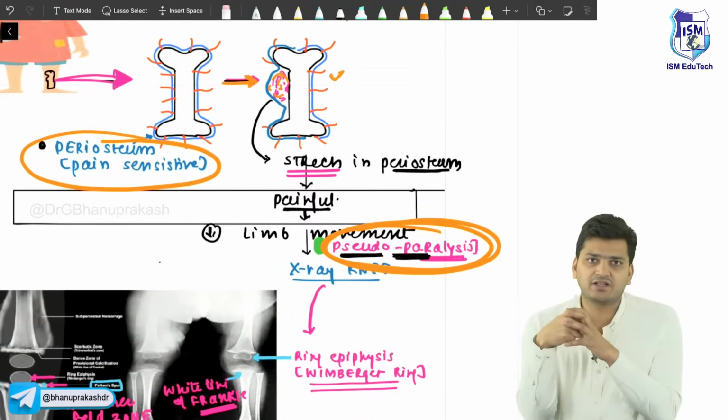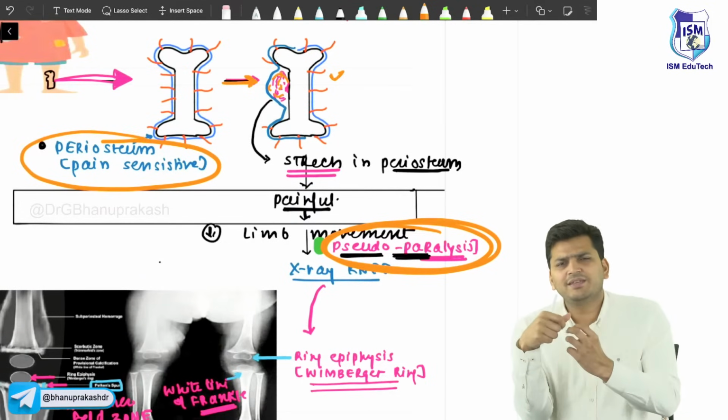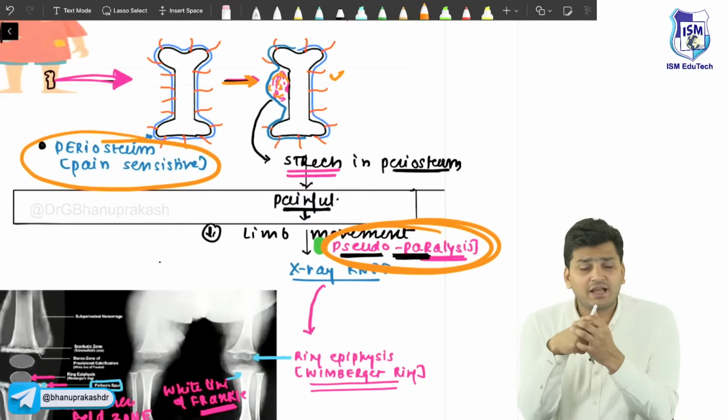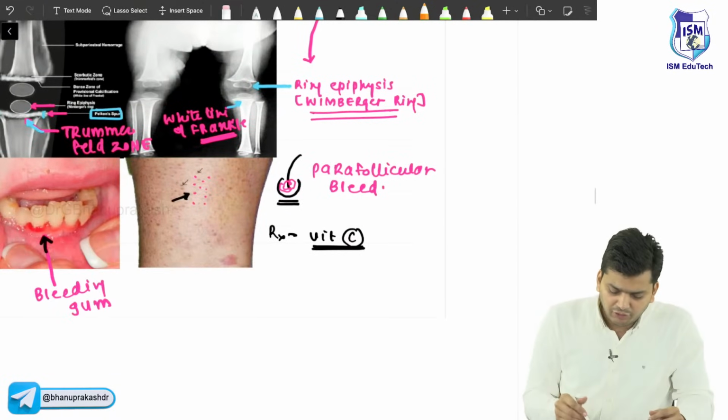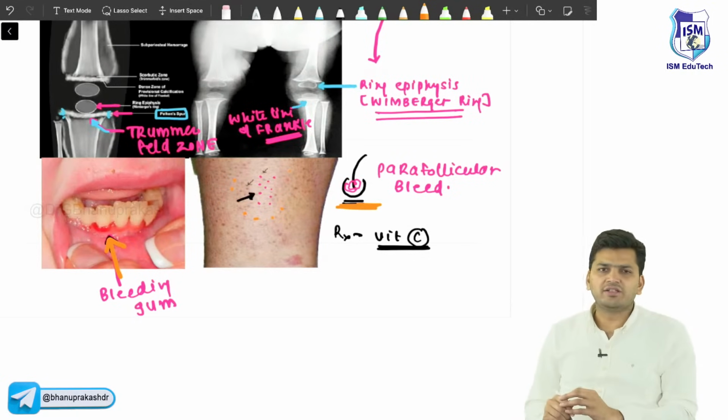Pseudoparalysis is seen where? Scurvy. What are the other things that will be there? When this patient comes to you, you will see multiple areas where bleeding is happening. There can be perifollicular bleeds, meaning in the hair follicles there will be bleeding, so you can see the red spots. There can be gum bleeding. And you will make a diagnosis that, okay, it is going towards scurvy.